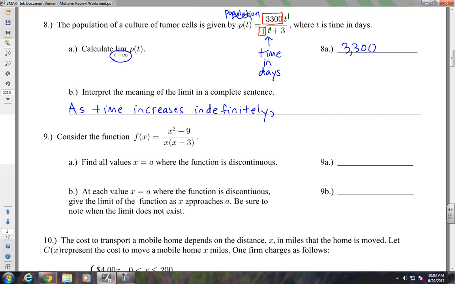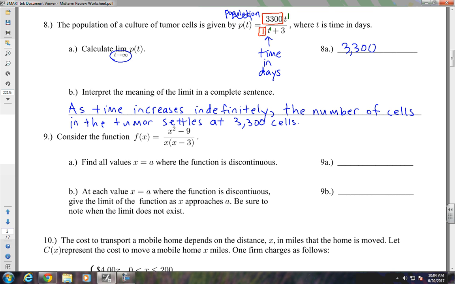Let's look at what the P variable does. P represents the number of cells in the tumor. So as time increases indefinitely, our limit is 3,300 cells. We could say the number of cells in the tumor settles at 3,300 cells. So that simply indicates that the tumor is not going to grow beyond that point. It's going to reach that steady state time where the number of cells remains at 3,300.